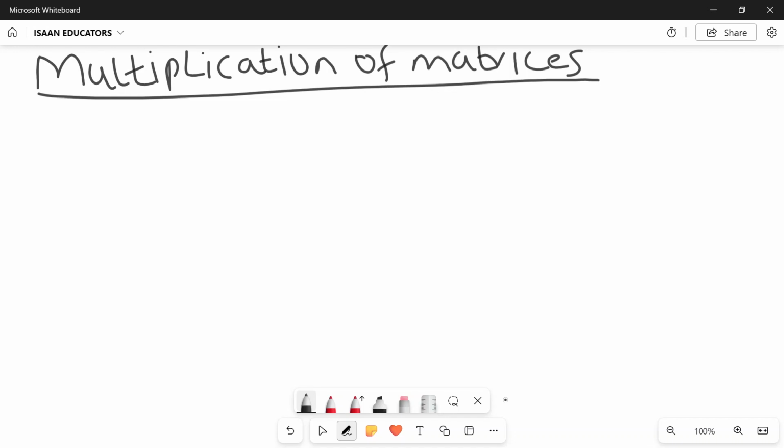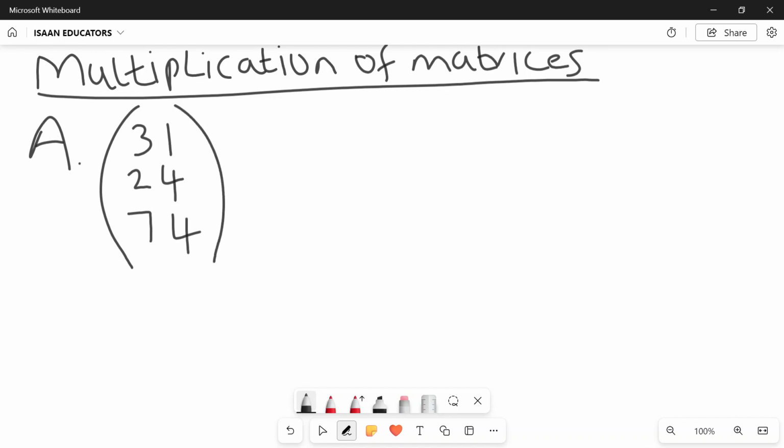So let us do it practically. For example, if you have this matrix, we have matrix A, which has these elements. It has 3, 1, 2, 4. And then there is a 7, 4. So you're going to enclose it in brackets.